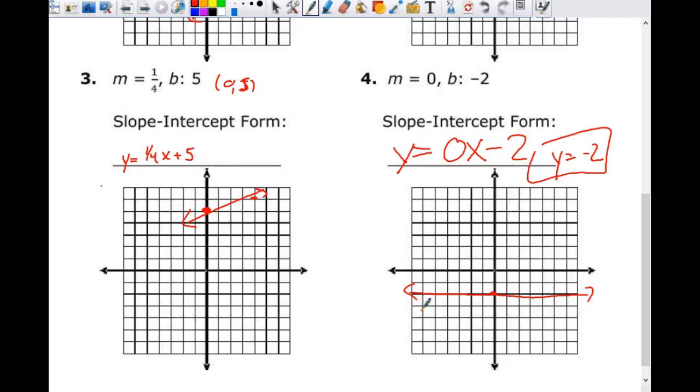When you graph? Picky, picky, picky. Okay, moving on.